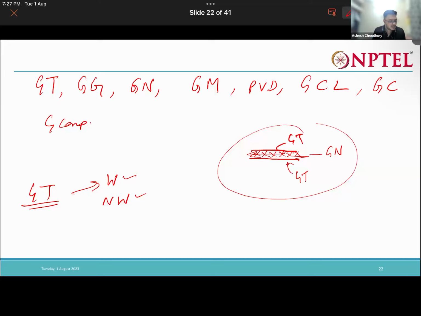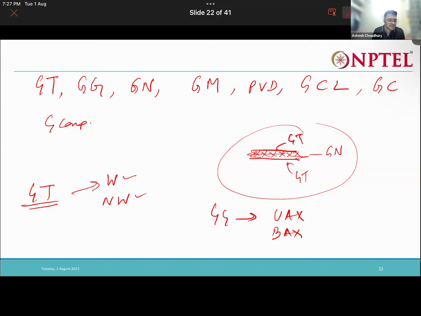Then we have these geogrids. Geogrids are basically uniaxial or biaxial. Uniaxial means it can take load in only one direction. And biaxial means it has strength in both directions, that means it can take load in both this direction and this direction. And uniaxial can only take load in one direction, right?